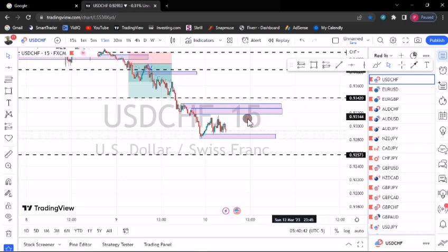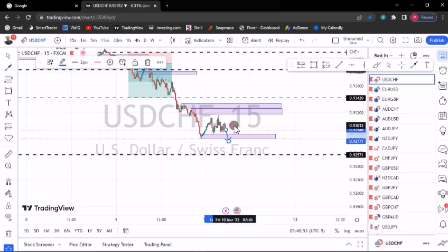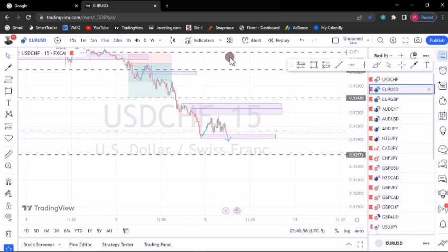So if price is to close above this, I take a buy, but if price will happen to close below this, I am going to take a sell. So for now, I'm going to wait. I move to EURUSD.